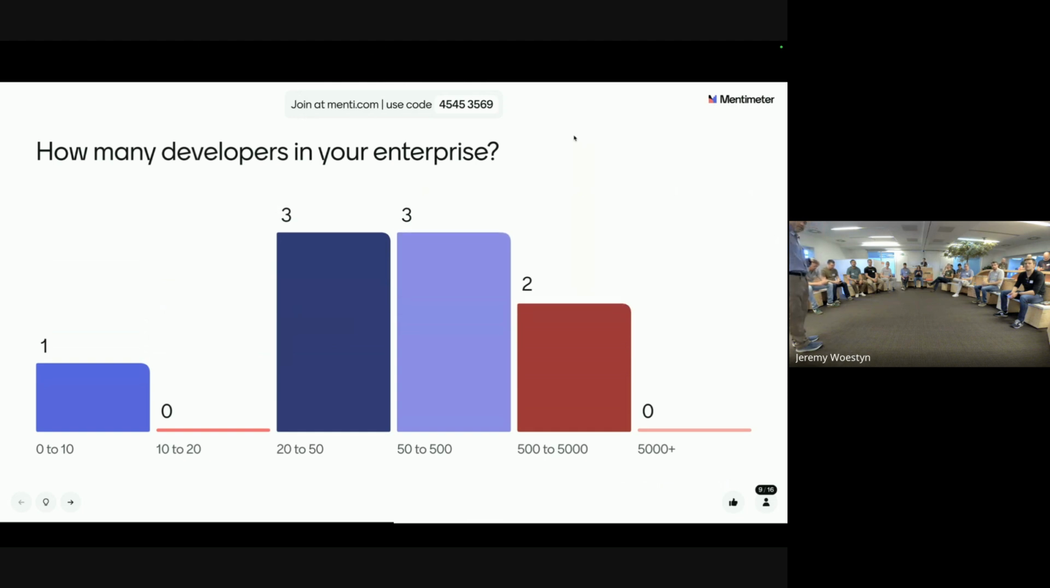Okay. How many people? 20 to 50, 50 to 500. And you can think that I arbitrarily pick these buckets. Anyone in the 5,000 range here? Okay, it's not showing up, the internet speed here is not working out well for us. But that gives me a feel for how big of an organization you might work for and how many developers you might have.